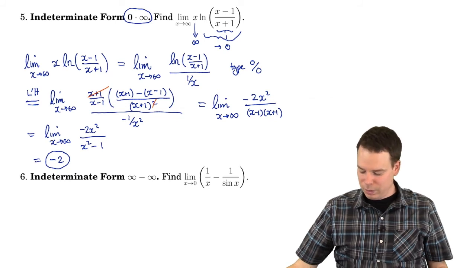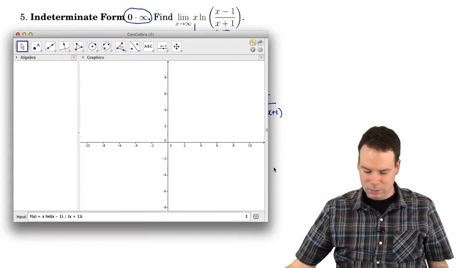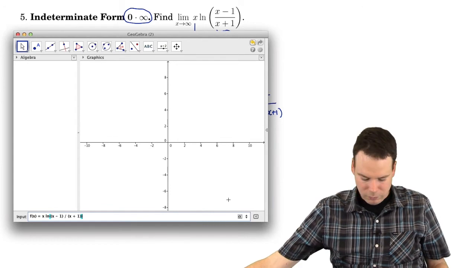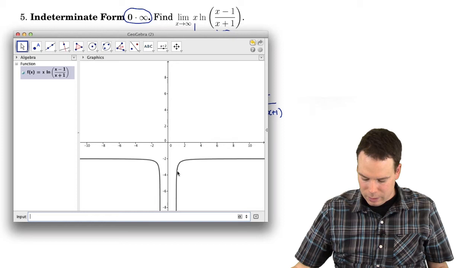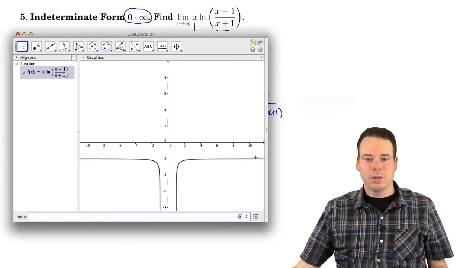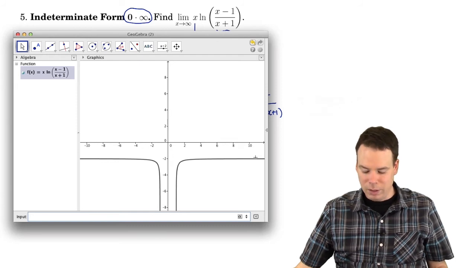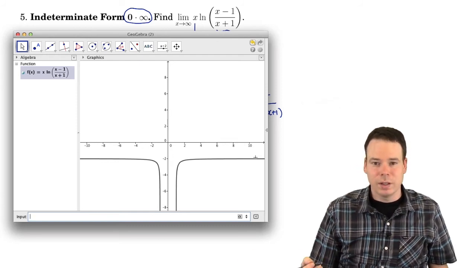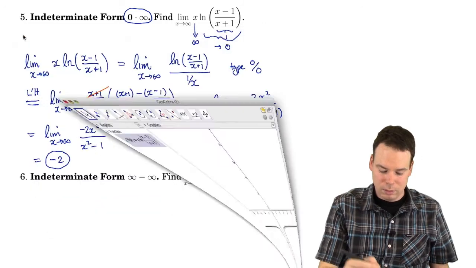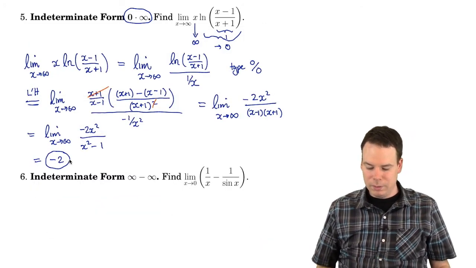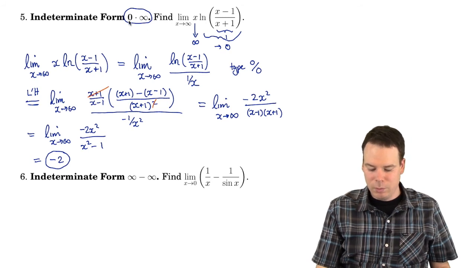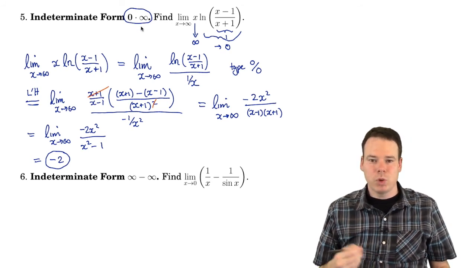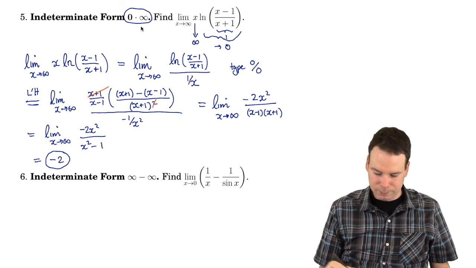So let's just look at this by throwing it into our favorite graphing utility. So I'm going to put the function in and see what it looks like, and we see that as we head off to infinity, the function looks like it gets closer and closer to negative 2, so it has a limiting value of negative 2. And that's precisely what we found. We found that value of the limit. Okay. So again, if you're faced with an indeterminate form of type 0 times infinity, try to convert it to one where L'Hopital's Rule applies.